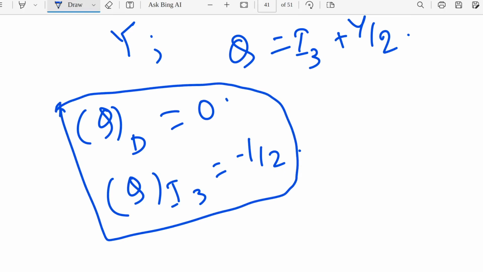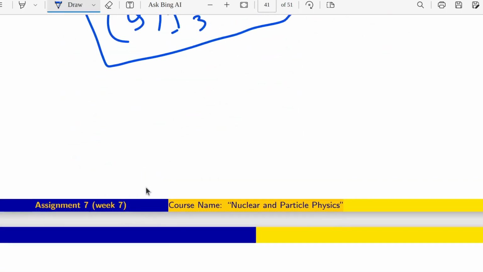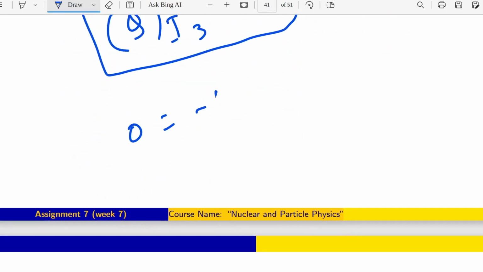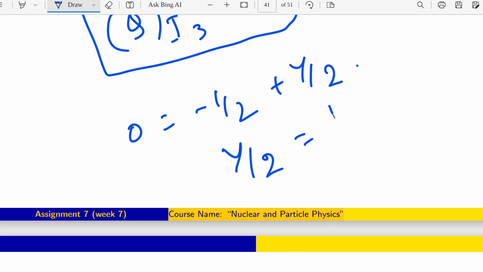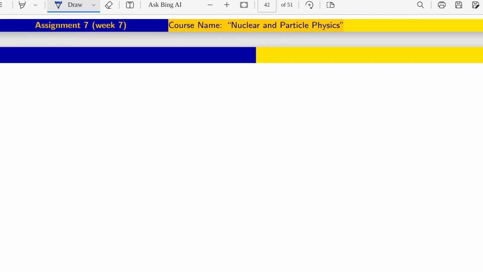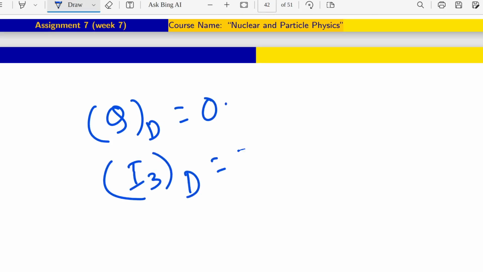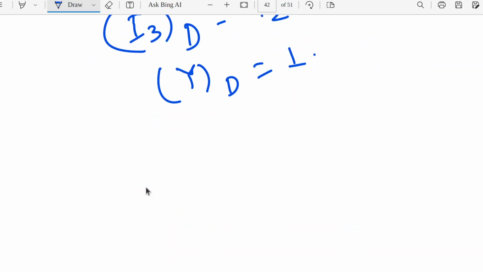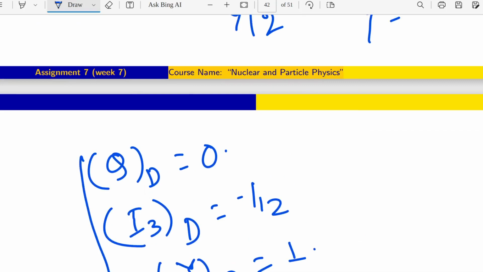Now what will be the Y value? We just have to put this: 0 equals minus half plus Y by 2. So Y by 2 will be half and Y will be 1. So from all of these I can get 0, I3 of D minus half, Y of D, this 1. I think 1, right? Yes. So these three are the correct answer.